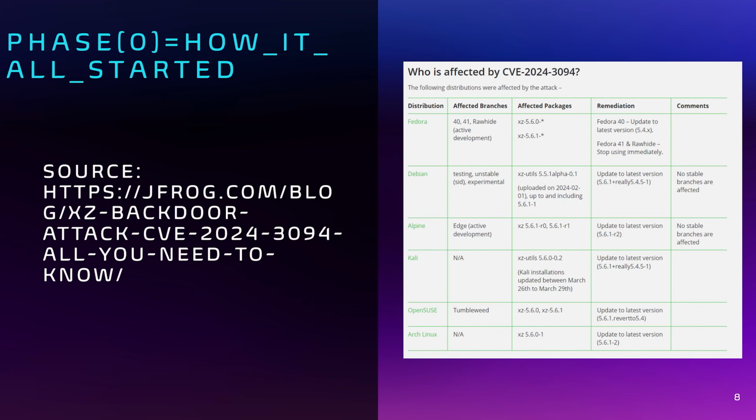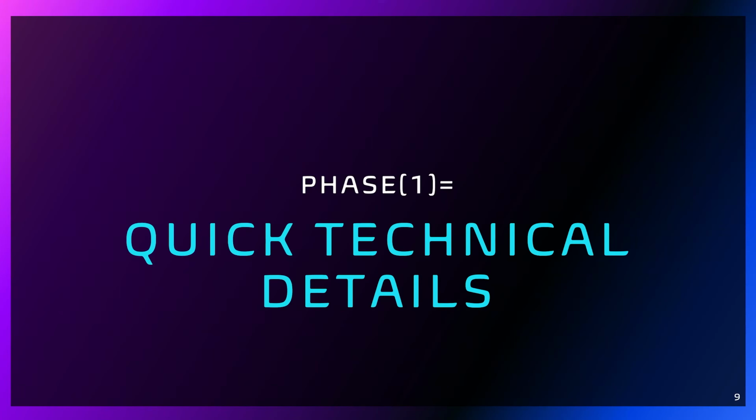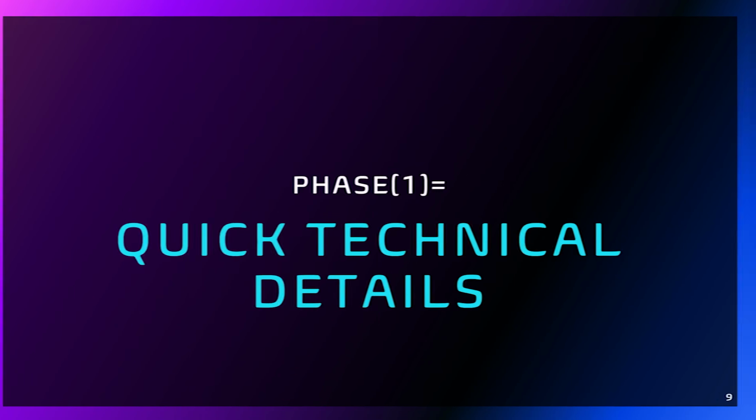So that's going to be these Linuxes that you see on the screen: the Fedora, Debian, Alpine, Kali, OpenSUSE, and Arch Linux, right? So it depends. Check if you're using any of these. Again, the cutting edge version, the testing unstable whatever version, right? So quick technical analysis. Let's see how does it all work.